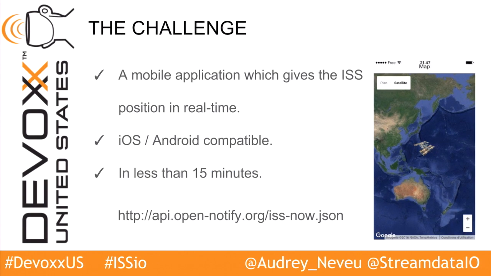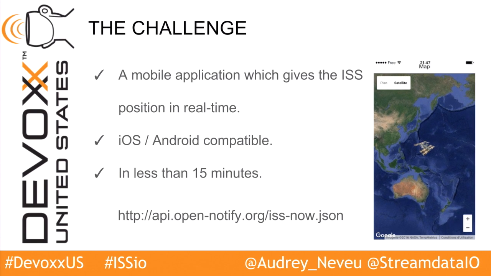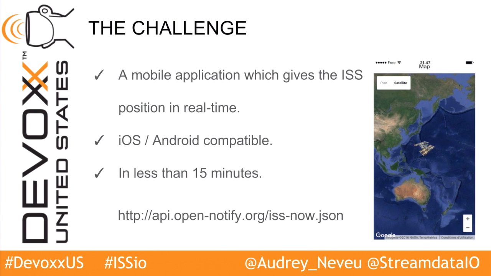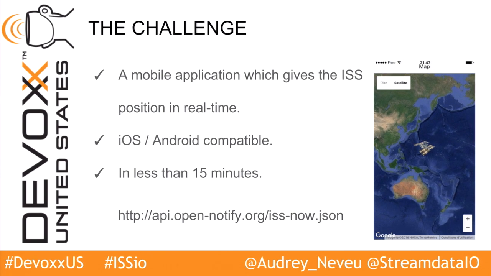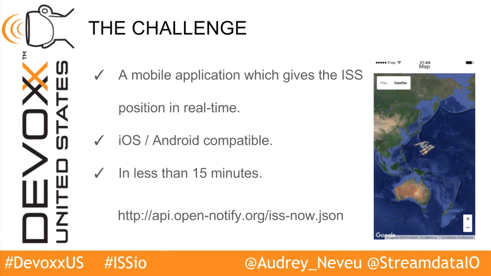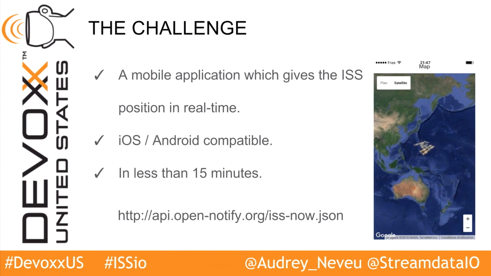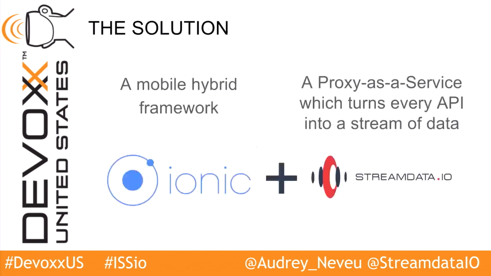So my challenge today will be to live code a mobile application which gives us the ISS position in real time. This application has to be iOS and Android compatible, and I got less than 15 minutes to make it. So first of all, to retrieve the ISS position, I'm going to use this API, which is an open source API, really cool one, and which is refreshed every second.